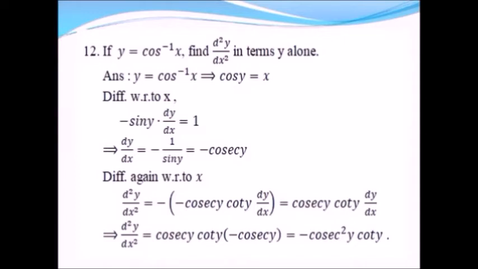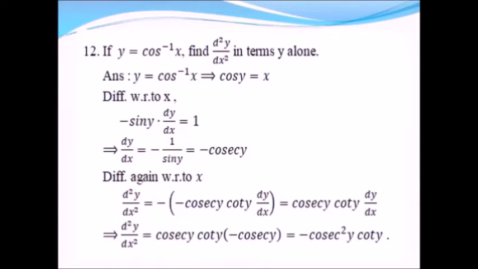So I will start with y is equal to cos inverse x, but I am using the inverse trigonometric function definition, that is cos y is equal to x. Now I am differentiating with respect to x. I am getting differentiation of cos y is minus sin y into dy by dx, because for a composite function I use the chain rule. That is equal to the differentiation of x, which is 1. Simplify, you will get dy by dx is equal to minus 1 by sin y. You know 1 by sin y is cosec, so here you will get minus cosec y.